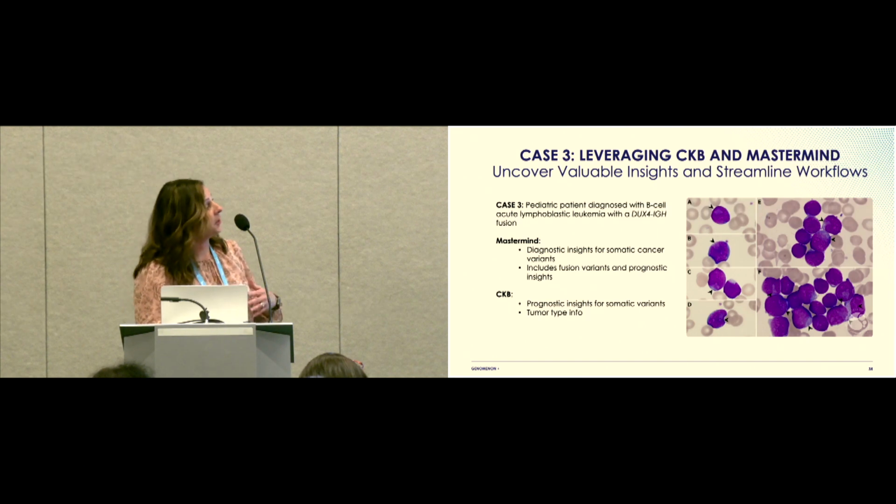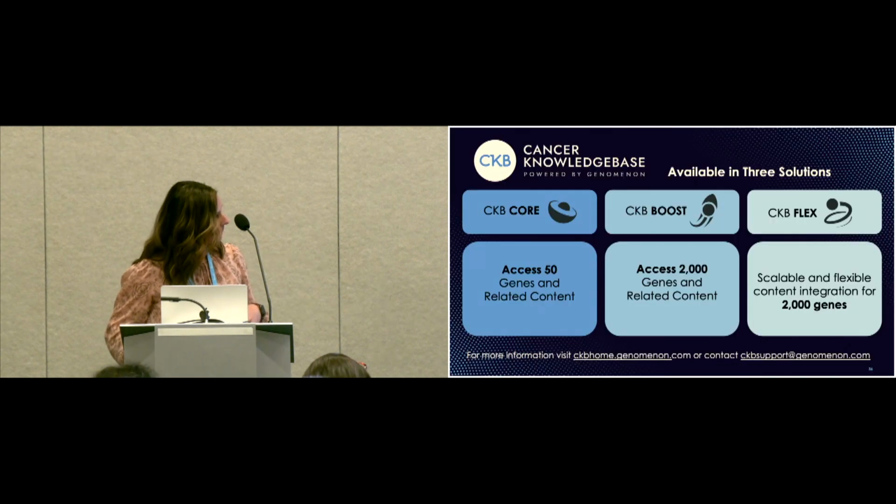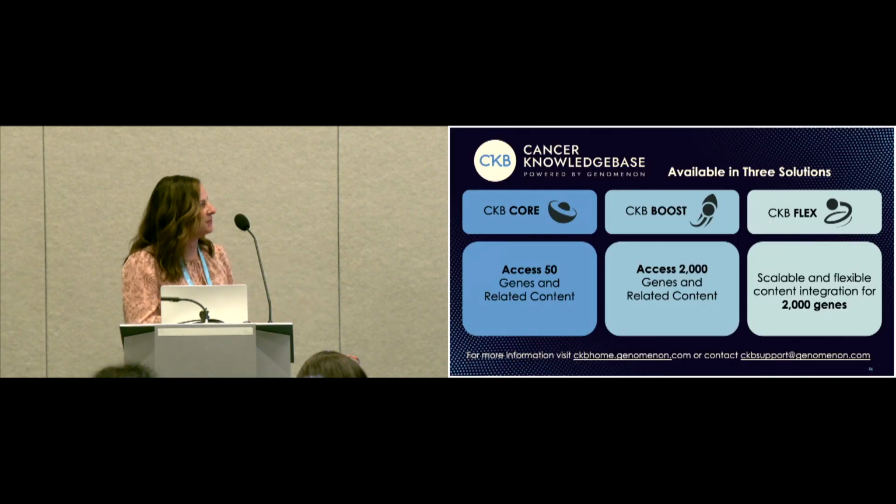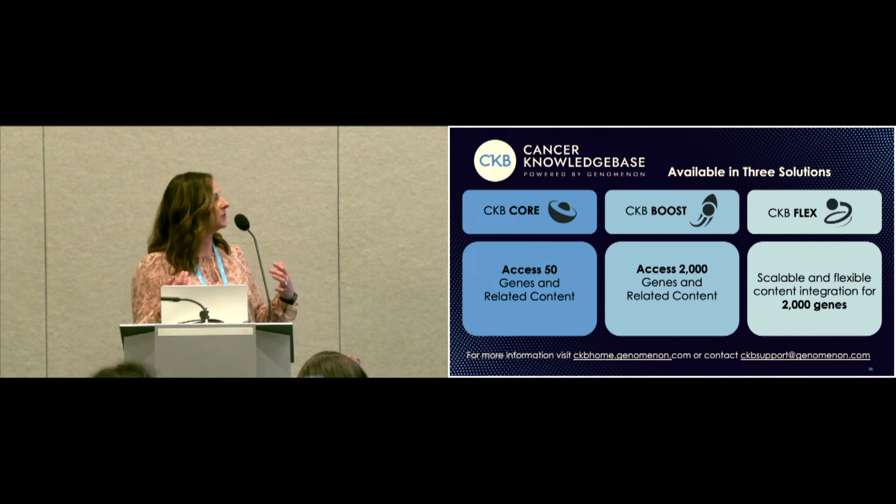All right. So this is, again, our last case, but just to highlight this wrap-up, this patient was found to have a DUX4 IGH fusion within Mastermind, diagnostic insights for somatic cancer variants in this case. So it includes fusion variants as well as prognostic insights. And then in CKB, prognostic insights for somatic variants. And this is at the level of the guidelines and specific to that particular tumor type, the B-cell acute lymphoblastic leukemia.